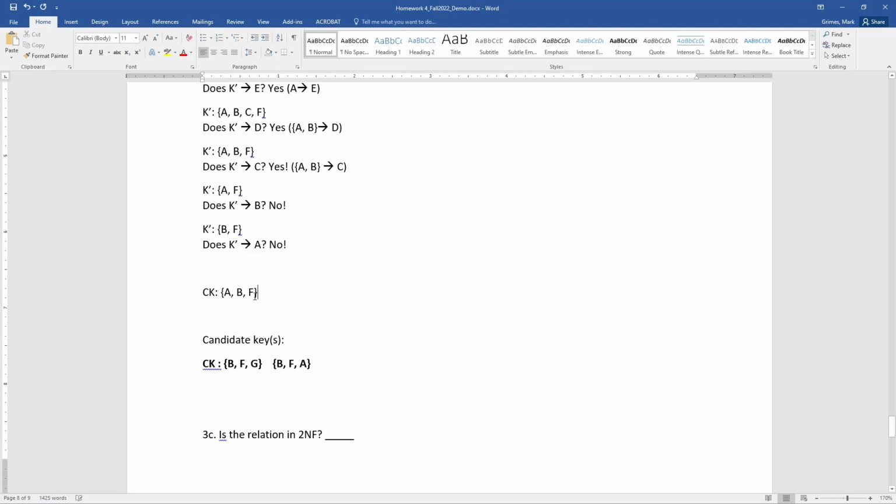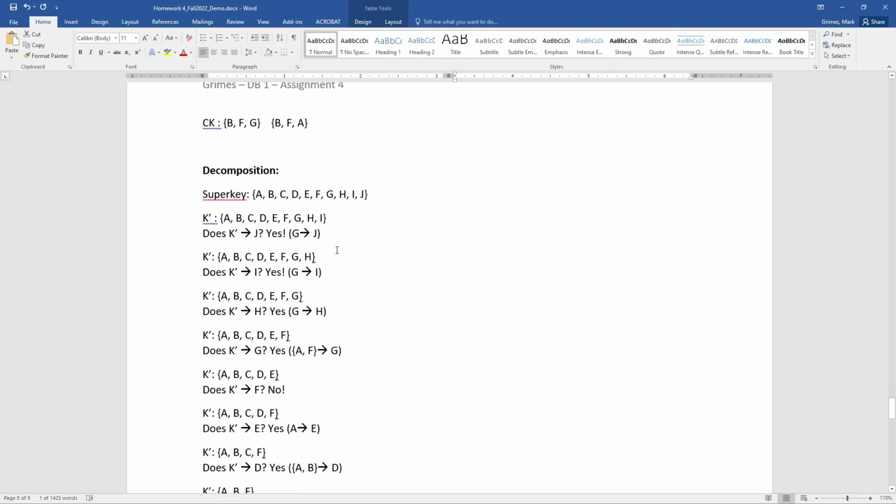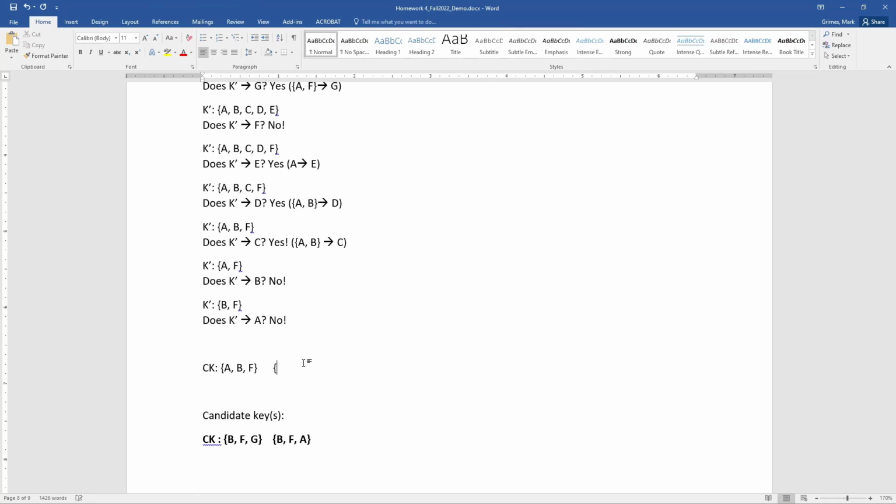And then, are there any other candidate keys here? Are A, B, or F the dependents in any of these functional dependencies? Well, yeah, A is. So we can replace A with FG. So we could say FG, B, F. And we already have F, so we don't need that again. So FGB, which is the same as BFG. Okay, so as expected, we identified the same two candidate keys through decomposition that we had already identified through synthesis.